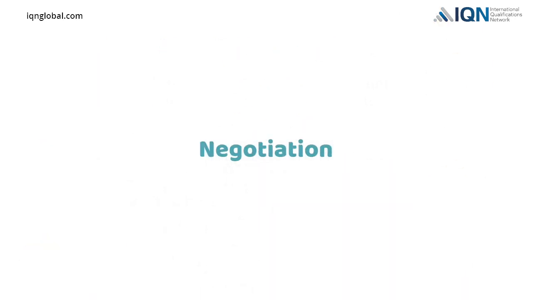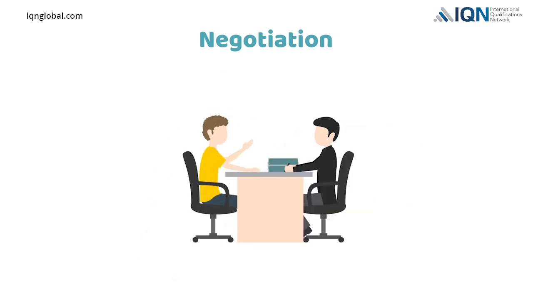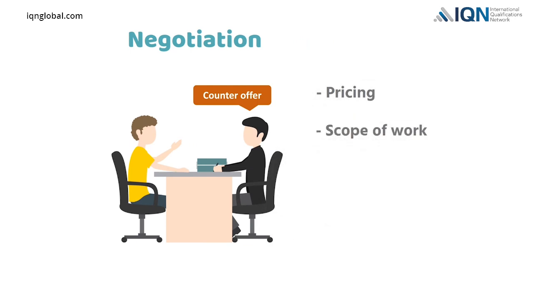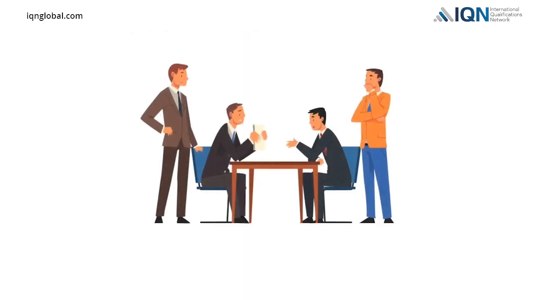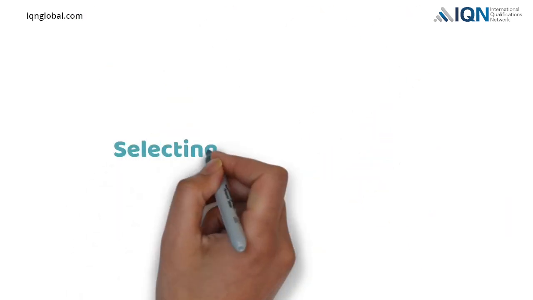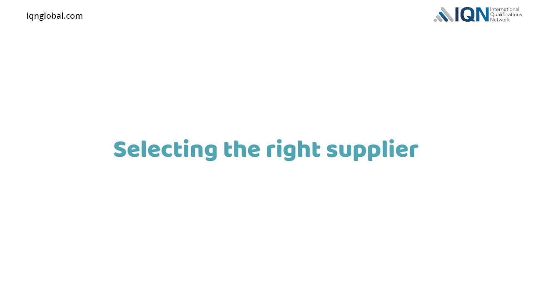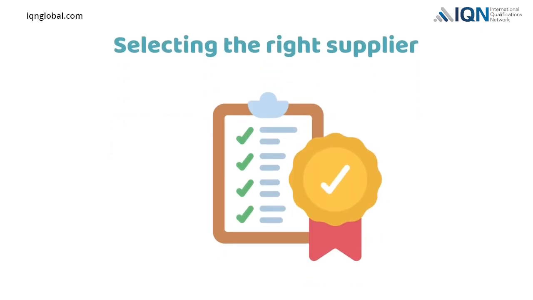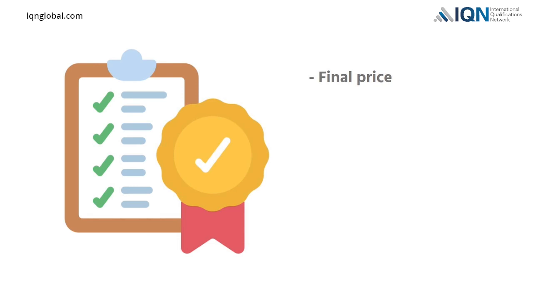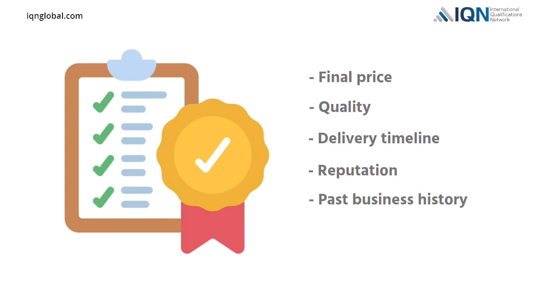It is likely that sometimes the project team will have to make some counteroffer. The project team may negotiate pricing, scope of work, turnaround time, and payment schedule with the shortlisted suppliers. After negotiating with the shortlisted suppliers, the project team progresses towards the final step of selecting the right supplier. The selection process can be based on a number of criteria, such as final price, quality, delivery timeline, reputation, past business history, terms and conditions, etc.